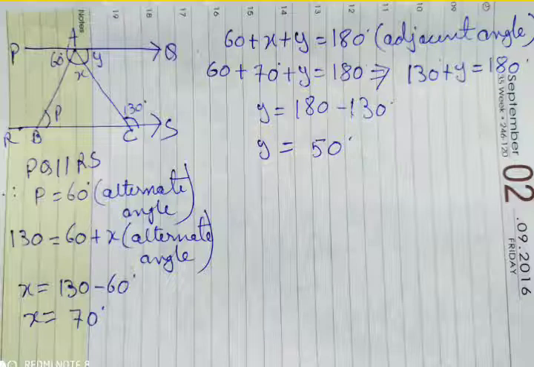Now we have to find out the value of y. How will we find y? Simple, we can take this PQ. PAQ is a straight line, so 60 plus x plus y is equal to 180 degrees. So 60 plus 70 plus y is equal to 180 degrees. Clear? And so 130 plus y is equal to 180 degrees, so y is equal to 180 minus 130, which is equal to 50 degrees. So we had three things to find here, P, x and y. P is equal to 60, x is equal to 70, and y is equal to 50 degrees.